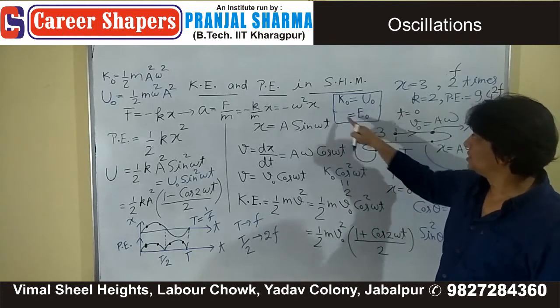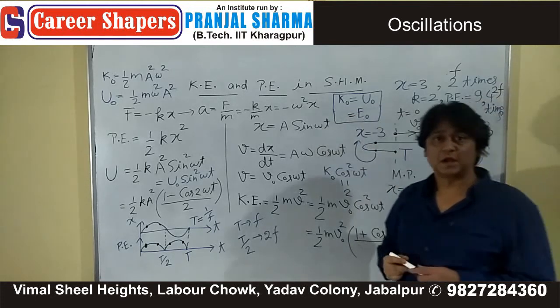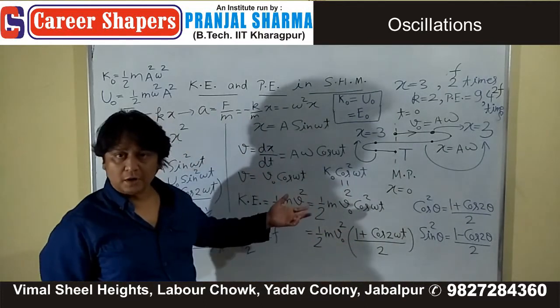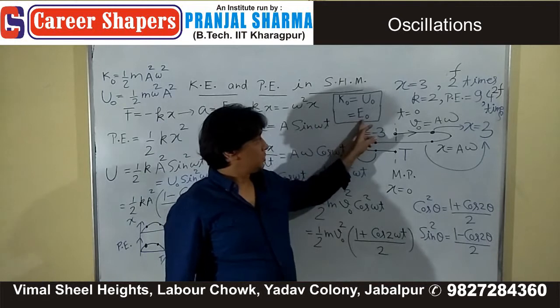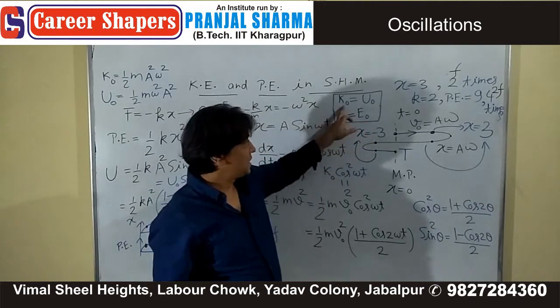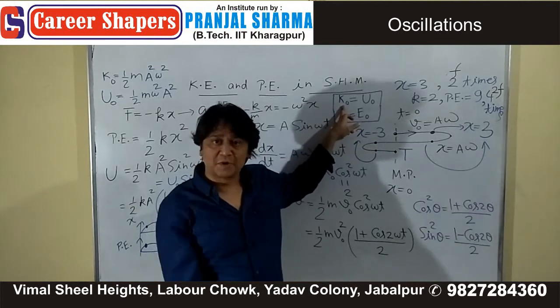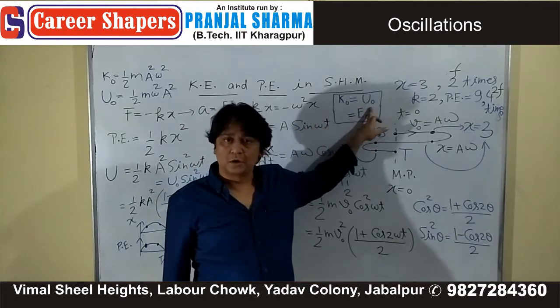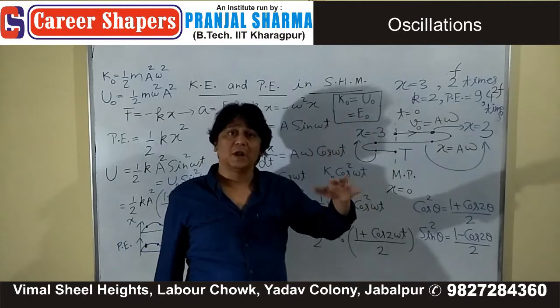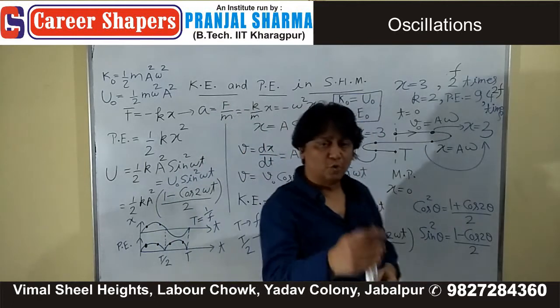What is E naught? E naught is total energy during simple harmonic motion. Now, K naught: what is K naught? Maximum kinetic energy. What is U naught? Maximum potential energy. What is E naught? Total energy during simple harmonic motion.